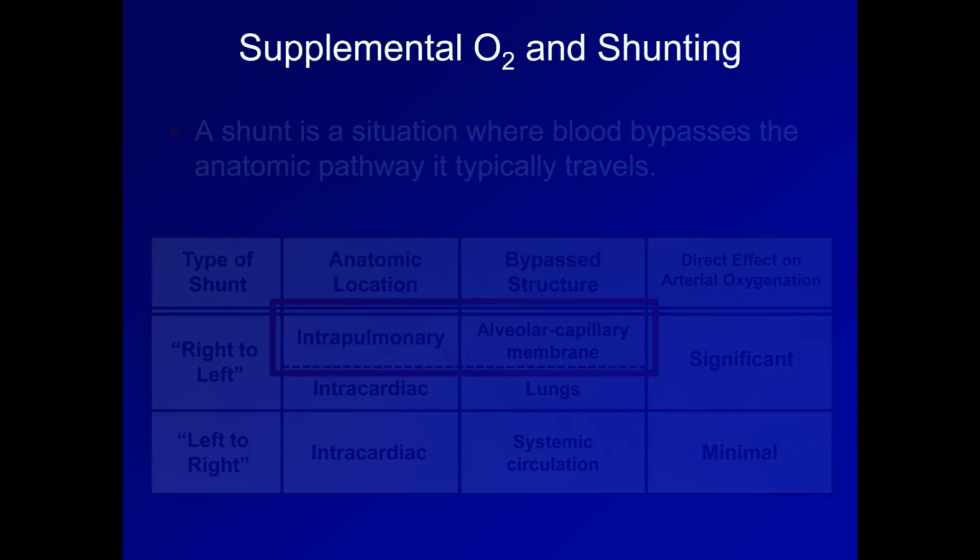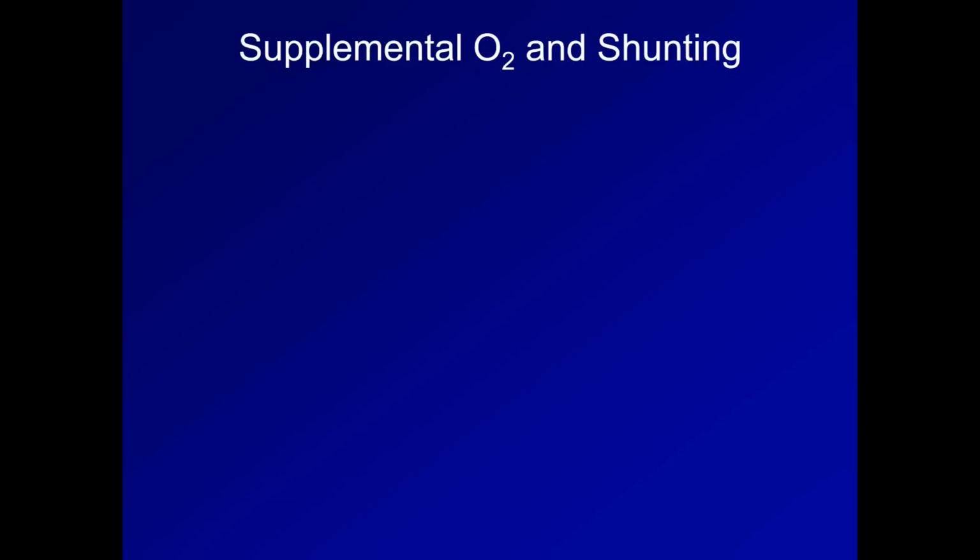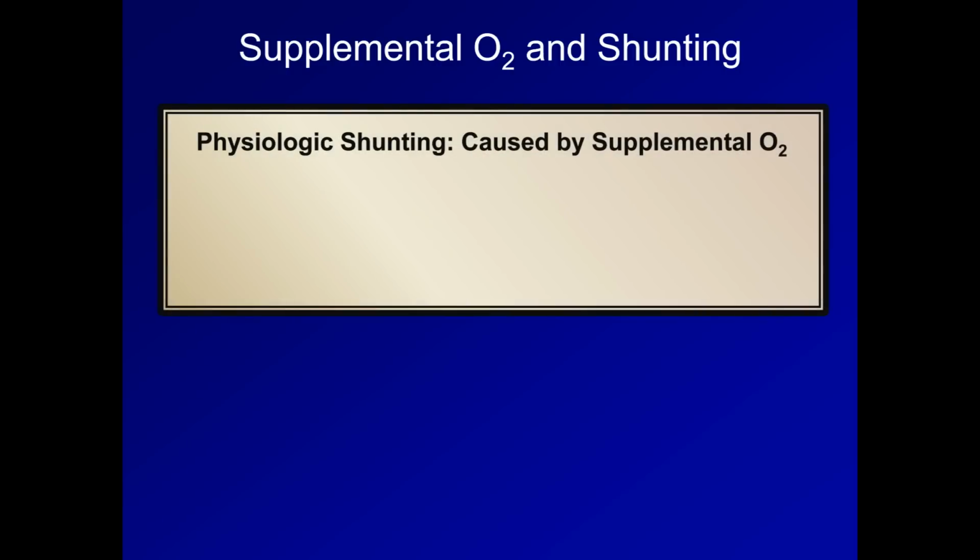From the perspective of how to analyze ABGs from patients on supplemental oxygen, there is another way in which intrapulmonary shunting can be categorized. First is physiologic shunting that is caused by the supplemental oxygen itself. The mechanism of this phenomenon, which is seen in empiric data, is not well understood, but is thought to possibly involve dysregulation of hypoxic vasoconstriction.